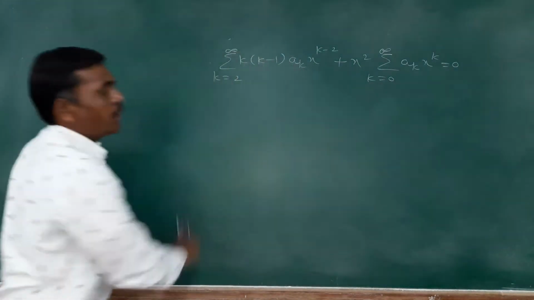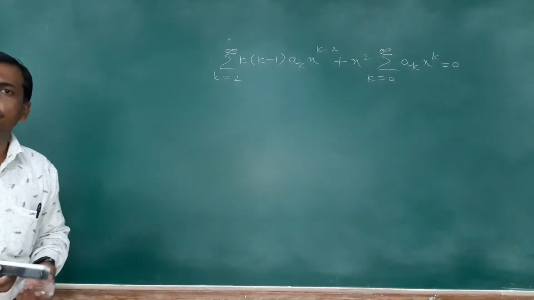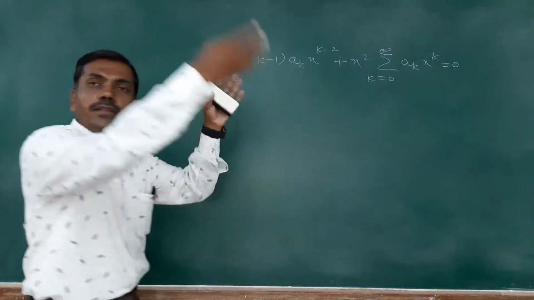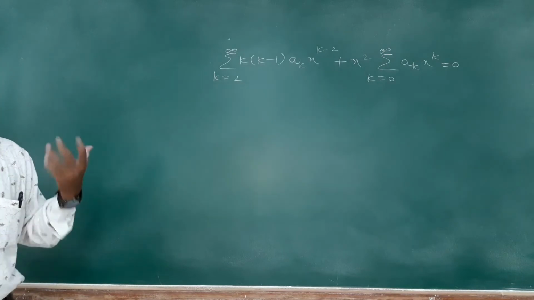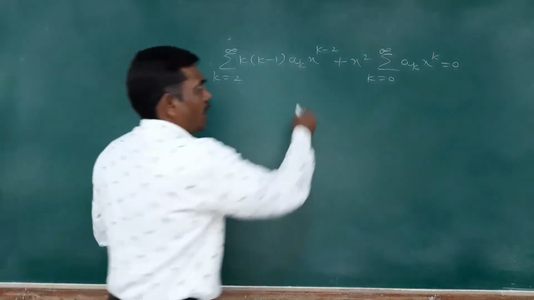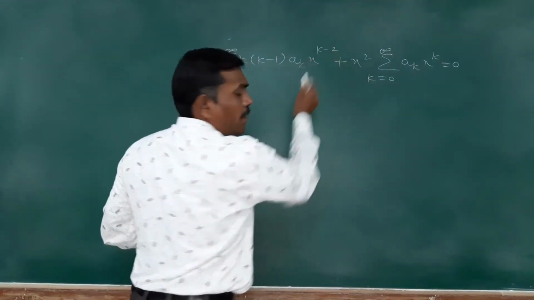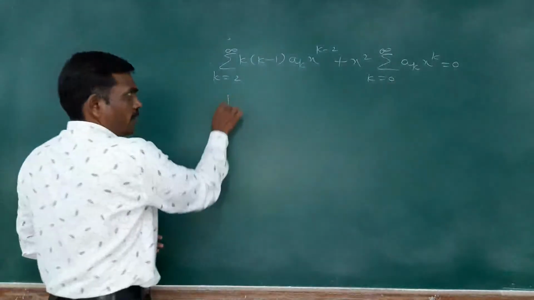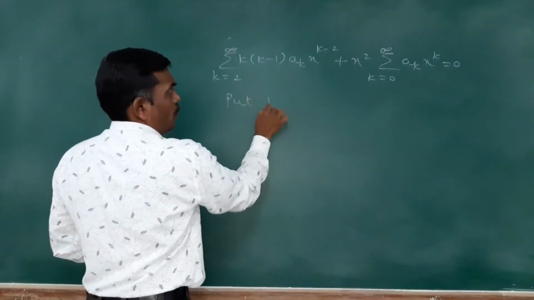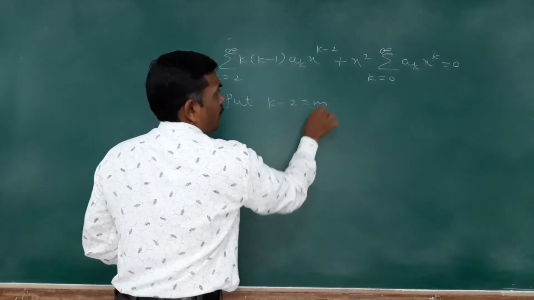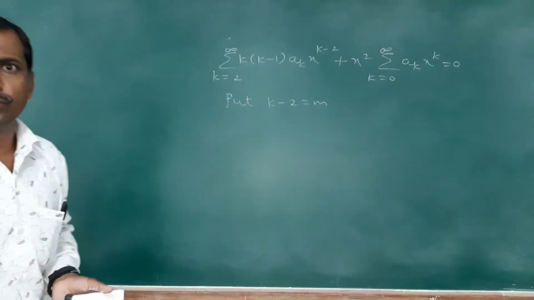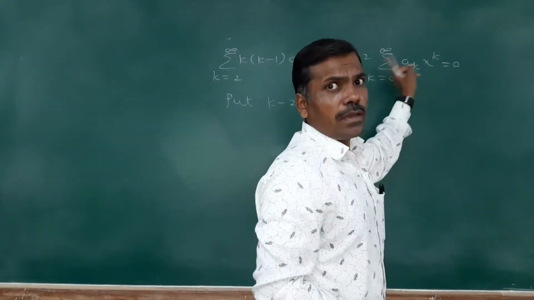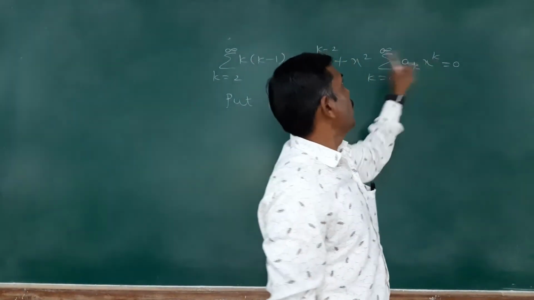Now how to simplify that? There are several methods to solve this problem. You can expand the series and then simplify, or you can do it directly like this. I want x raised to m instead of k minus 2, so in this first series I put k - 2 = m. This x² we can multiply inside, so it becomes x^(k+2).